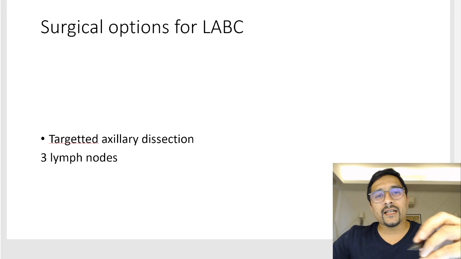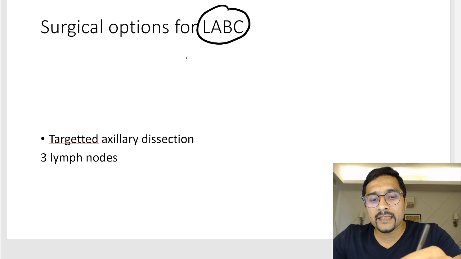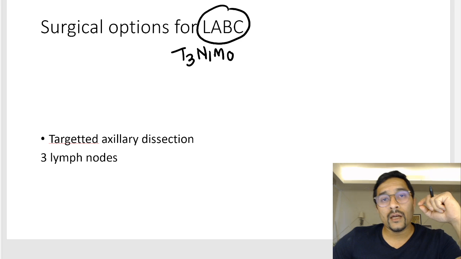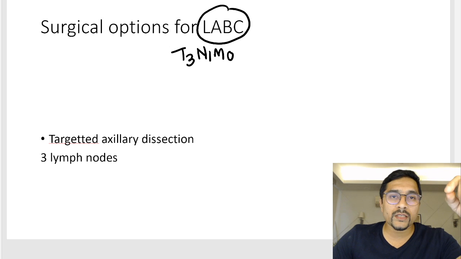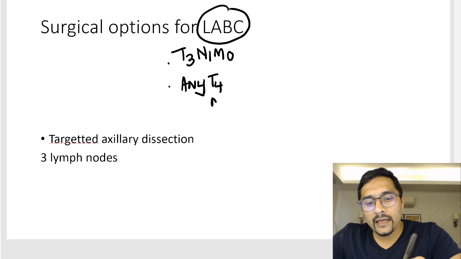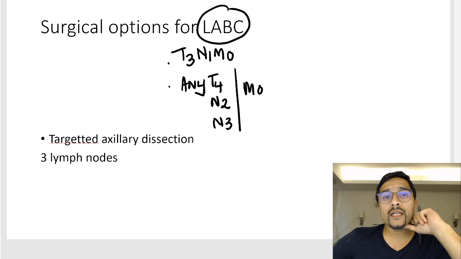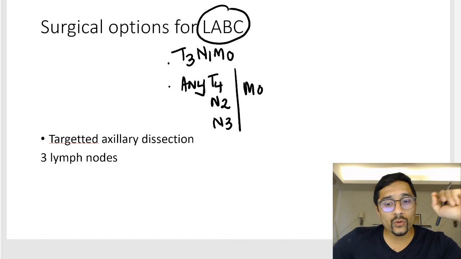Now, surgical options after locally advanced breast cancer. So LABC, locally advanced breast cancer, you know the definitions. T3N1M0 means more than 5 centimeter tumor, positive nodes, 0 or no metastasis, or any T4, any N2, any N3 with M0. All these are locally advanced breast cancers. And I've told you locally advanced breast cancers are going to get neoadjuvant chemotherapy.